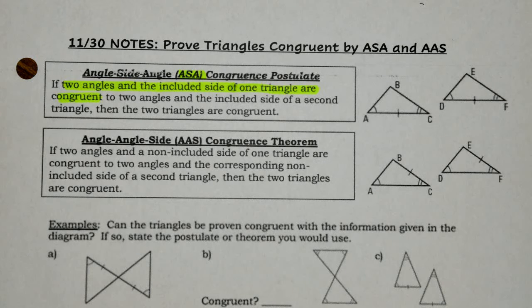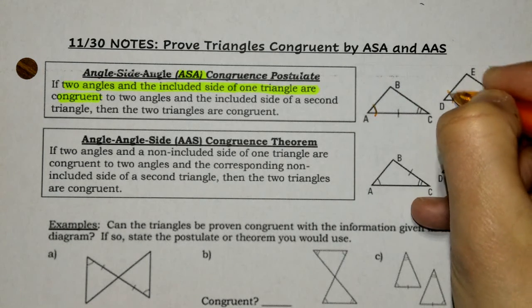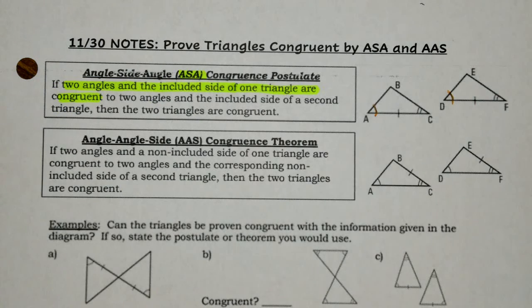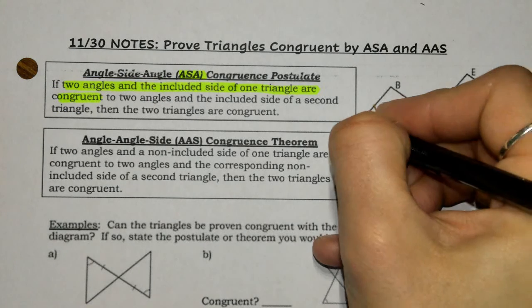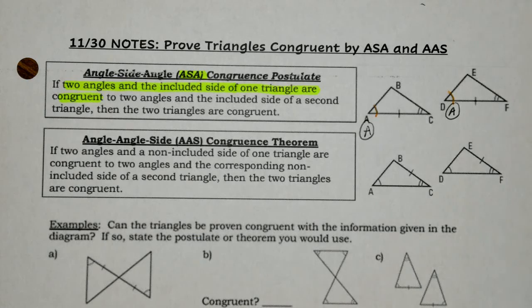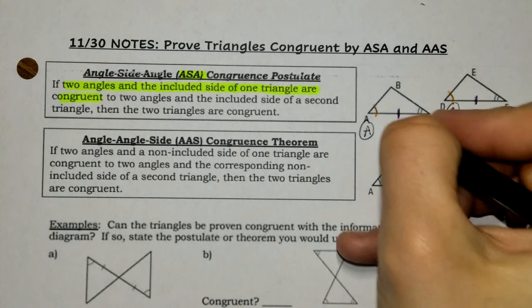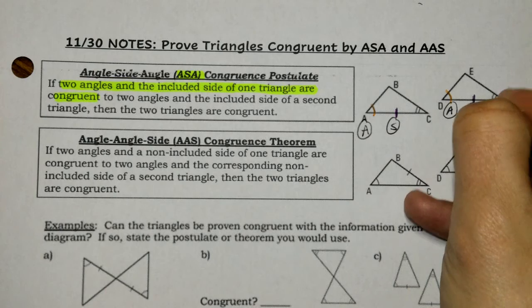So we talked about the included angle. The included angle is the angle between the two sides, the two congruent sides. Now we're looking at the included sides, so we're looking at the side between the two angles. So if you take a look over here with our triangles, we've got an angle right here and an angle right here that are going to be congruent. So here we have an angle. We have an angle. And then in between right here, we've got our side that is between the two congruent angles. So here's a side and a side.